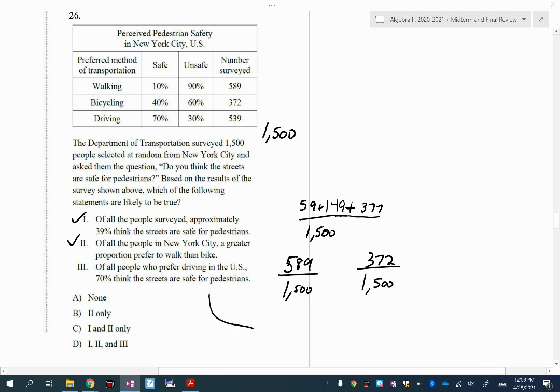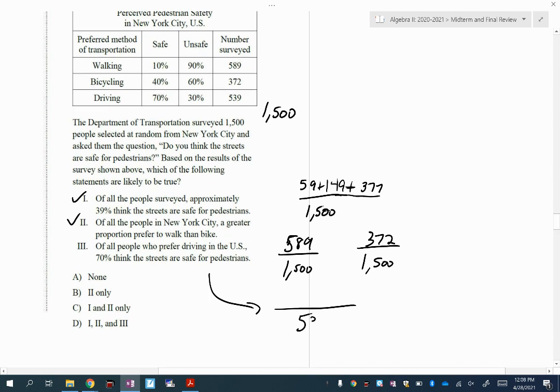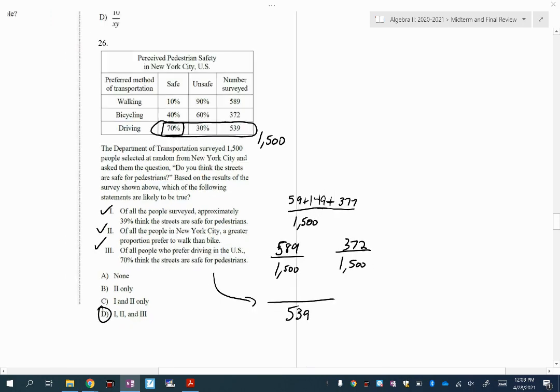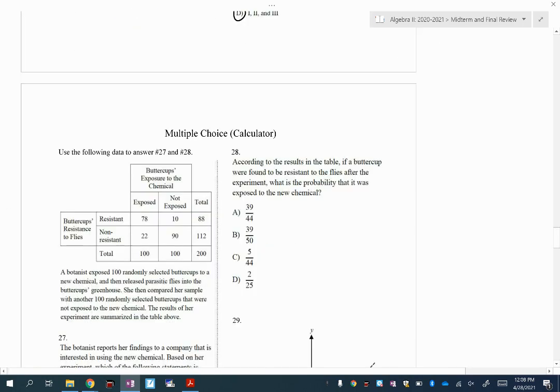So the last one, of all people who prefer driving. So that would tell me that I'm just looking at the driving number, which is 539. 70% think the streets are safe for pedestrians. So out of those 539, 70% think the streets are safe for pedestrians. That's true. That's in the table. It says it already, right? If they would give me a number, I would have used the number to find it, 70%. So also true. So all are true. Awesome. That's 26. Let's go to 27.